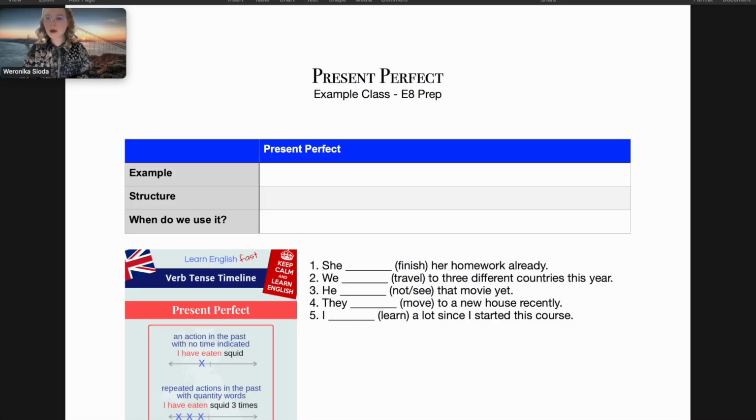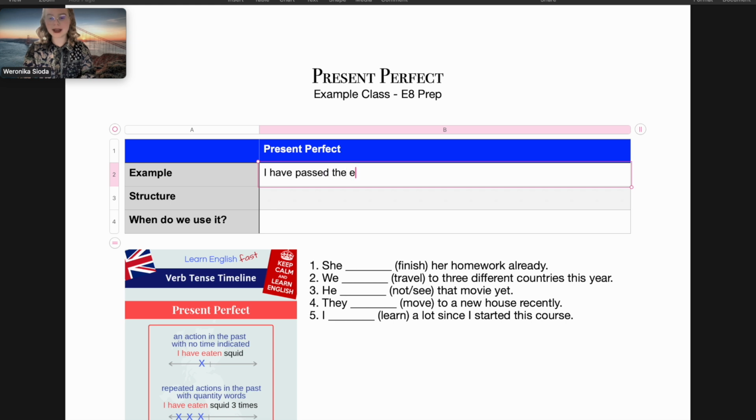Hi, today I will explain how to use the present perfect tense, which appears on the 8th grader exam. So, let me start by giving you an example sentence. I can say I have passed the exam, okay? I will write it down. I have passed the exam.